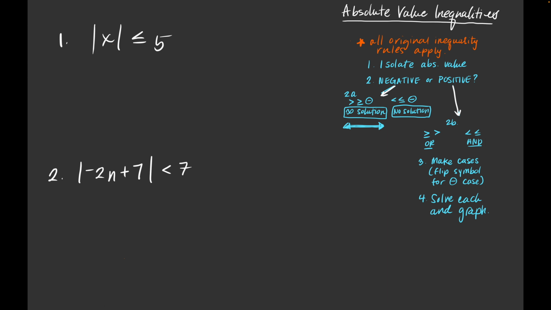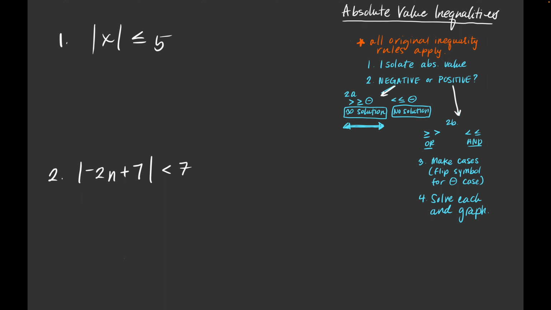So with absolute value inequalities, we all know that the original inequality rules apply, which means if we're dividing or multiplying by a negative, our signs flip. So we just want to remember that and put that in the back of our minds when we're doing these kinds of equations and our inequalities.